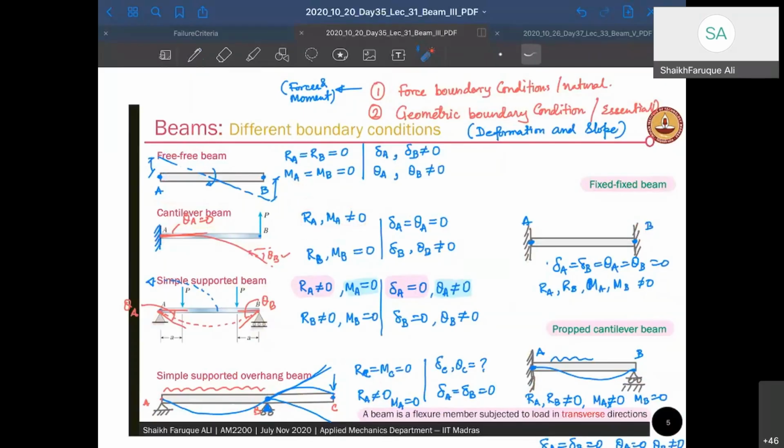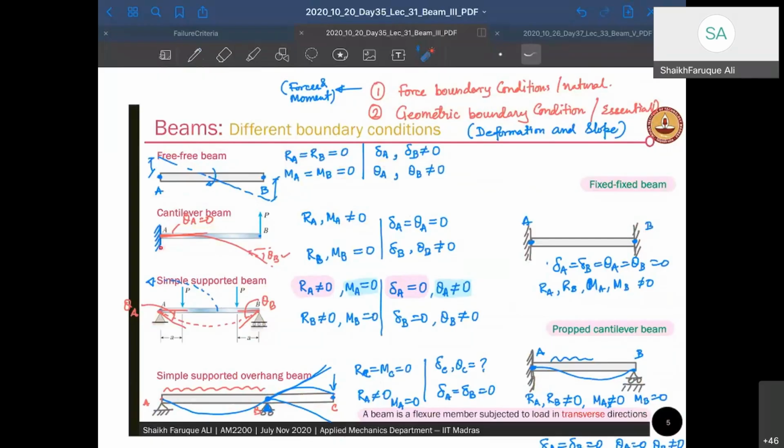Now look at the free boundary condition. When you say a free boundary condition, it is free to fall, right? So it can drop down. It can rotate also, like this. Both can happen, right? It can rotate. It's free, right? So you just give a couple here, it will rotate. You just push it downward, it will go downward. So there is no support here. So nobody is resisting the motion at B or at A, right? Therefore, both RA and RB are going to be 0 and MA and MB are going to be 0. Since they are not resisting any deformation, there won't be any force that is generated. Okay. Therefore, delta A, delta B are not known, theta A and theta B are not known.